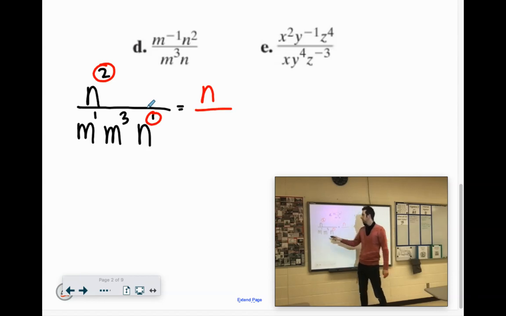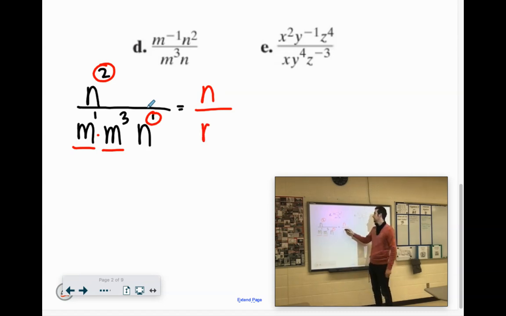As far as the denominator, we have m to the first times m to the third. So our old property, when you multiply the bases, you add the exponents. So that would be m to the fourth. Double check. Anything with a 0 power, any negative exponents. Great, we're good.